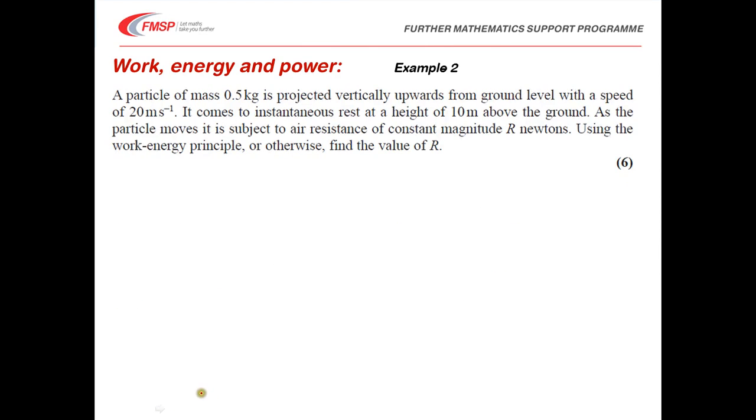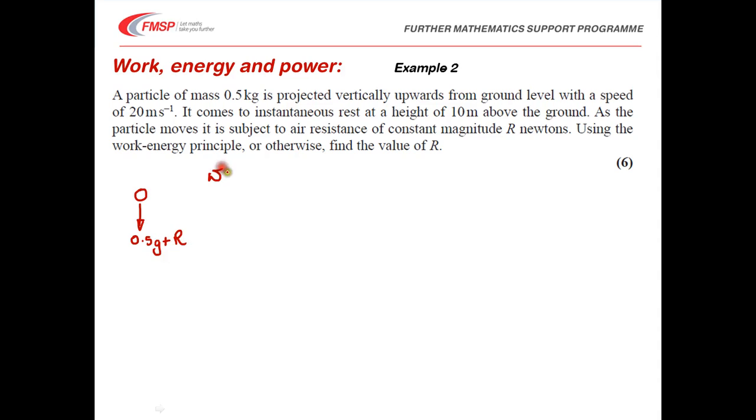Let's take a little look at example 2 here. Again, if you want to play along at home, please do pause the recording at this point. We have an object which has a mass of 0.5 kilograms, so its weight is 0.5g downwards, and also it's got this resistance to the motion, which they're calling R, in the upward direction.